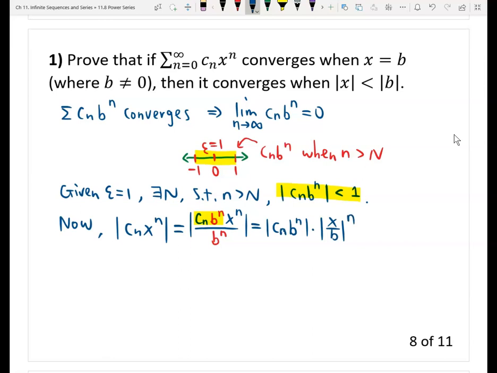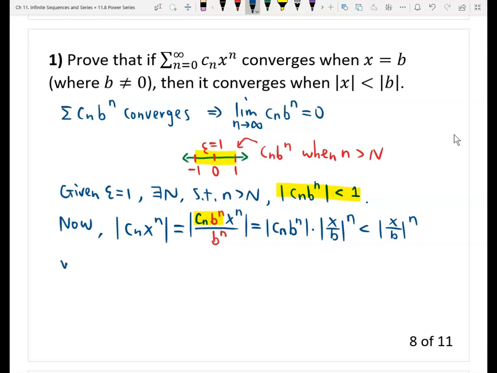Because the first term is less than 1, therefore this term is less than the second. The second is this. What do we do? So now we find a comparison, right? Look at it. This is the second term, the last term, x over b. We have these results because we look at the absolute value of x less than b, right?